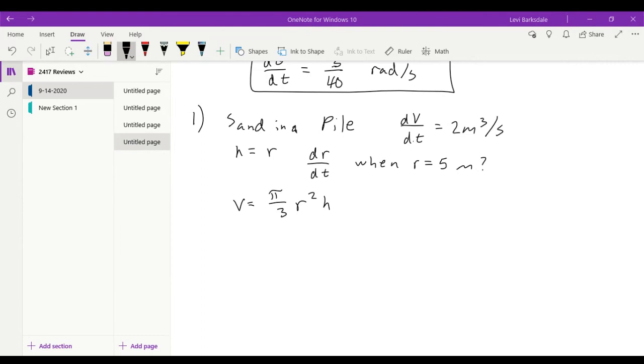And times pi over 3 over 2 meters per second. Let's see. I'm not quite sure that's what I got. Let's work through it.